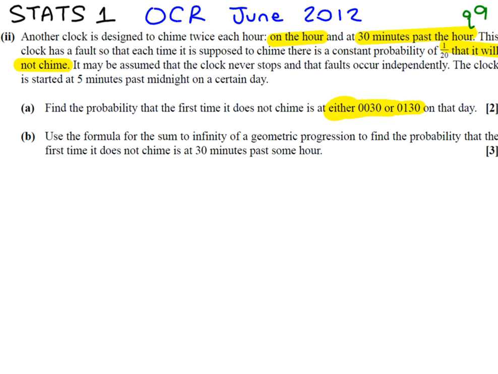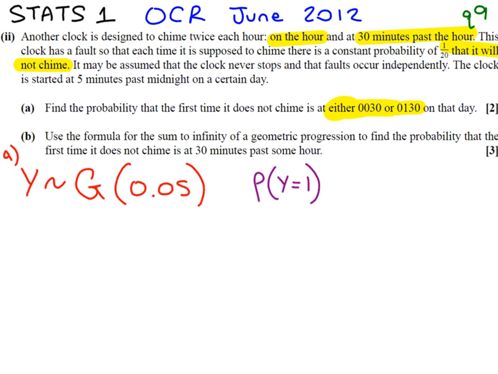So let's think about it chiming first off at half past 12. Well, we've got a new distribution function, so let's use y instead of x. We've just used x. It's geometric again because we keep going until we get a success, but this time the probability is 1 in 20, or if you like, 0.05. Okay, and again, we're calling a success it not chiming, which is quite weird. So that's part A. We want to know the probability that y equals 1 because that would mean it's not chiming at the first opportunity at half past 12.